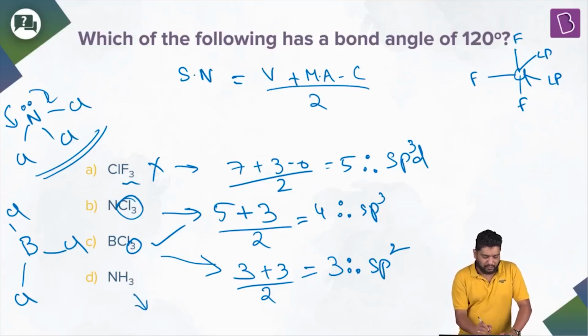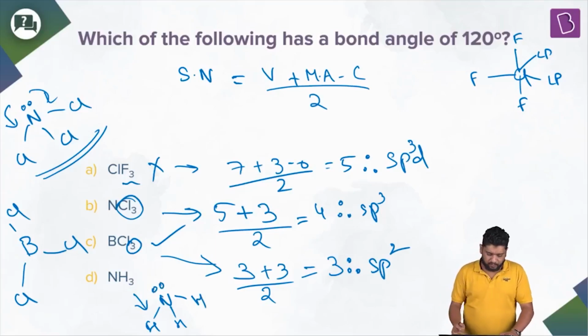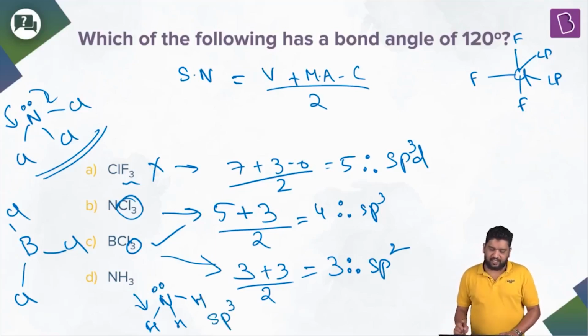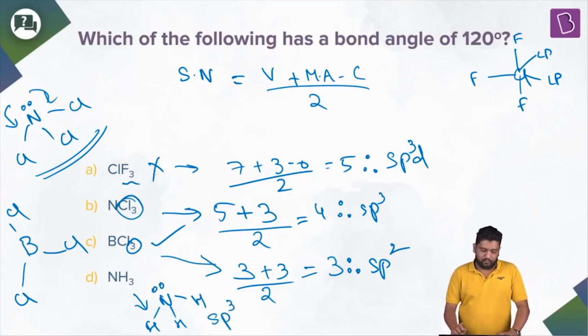NH3 again, of course, very much similar to your NCl3. You'll have a pyramidal kind of a structure, 107-degree, very famous as well, right? One of the most common molecules. So NH3 is also going to be sp3, and 107 is the angle there. We know it is not 120. So of course, there is one correct answer, which is C option.